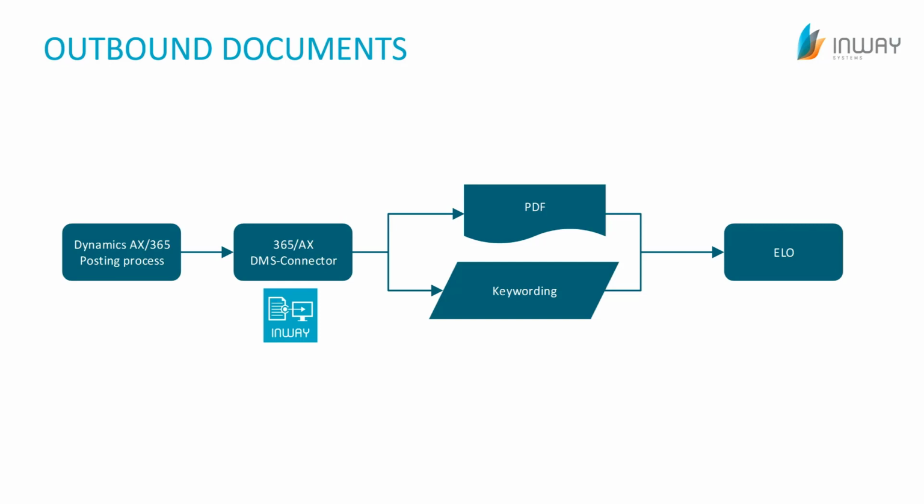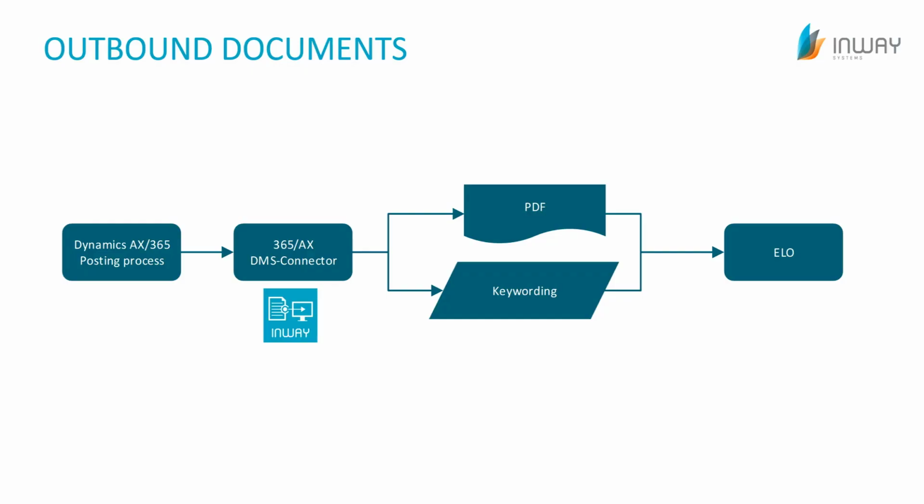Our DMS connector differs between two types of documents, outbound documents and inbound documents. As an inbound document, we consider every document that is created inside D365, like the sales confirmation or the sales invoice, for example.